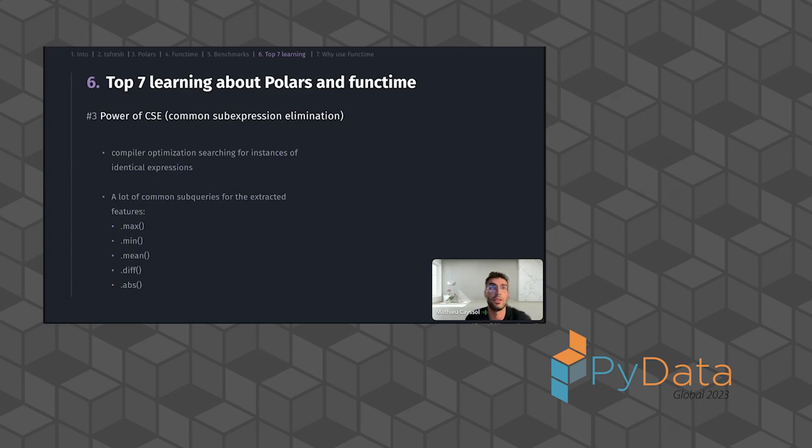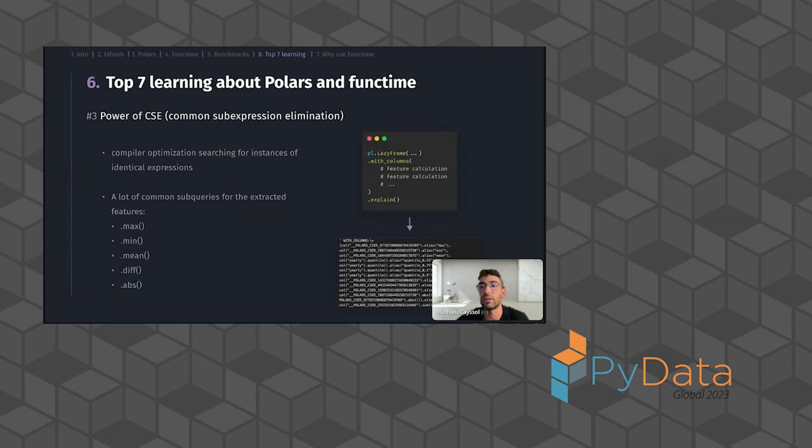So if you don't know what it is, it's basically a compiler optimization that is searching for instances of identical expressions. So let's say you have a huge data frame, you want to calculate many features on it, and you know that you will do a lot of repeated computation. So for example, in many different features, you will calculate the min, the mean, the absolute value, and so on. If you are in the case of a lazy query, Polars will basically calculate it once and then reuse it multiple times.